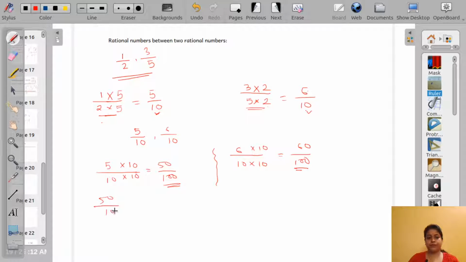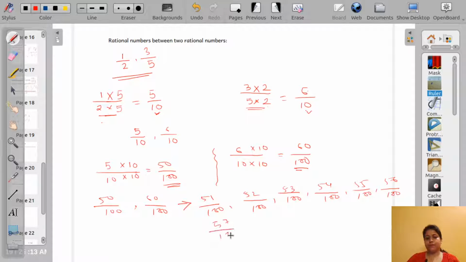Now between 50 by 100 and 60 by 100, we can write 9 rational numbers. Okay. 51 by 100, 52 by 100, 53 by 100, 54 by 100, 55 by 100, 56 by 100, 57 by 100, 58 by 100 and 59 by 100. So we have got 9 rational numbers between 50 by 100 and 60 by 100. Ultimately, that means we have got these 9 rational numbers between half and 3 by 5. As 50 by 100 and 60 by 100 are just equivalent numbers of half and 3 by 5. Okay, this is very easy.